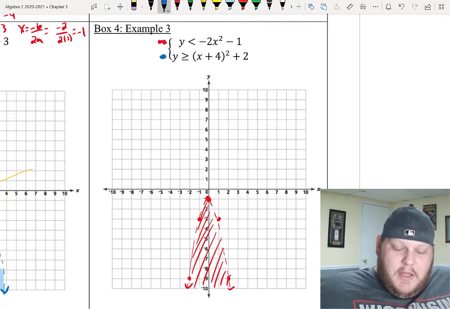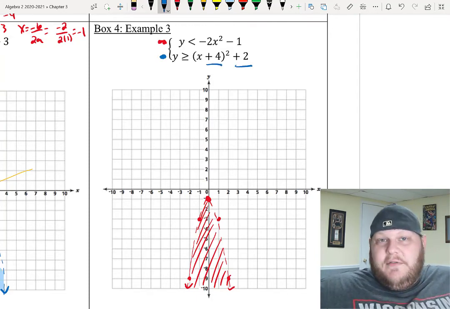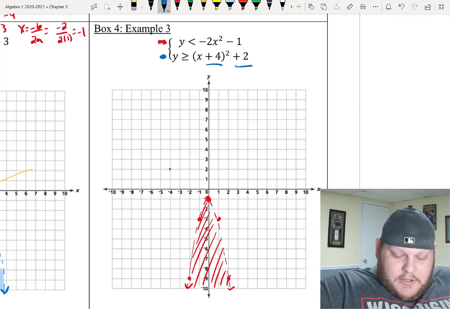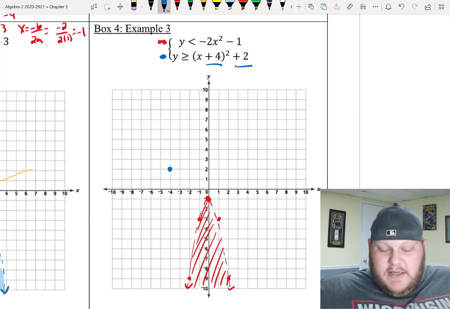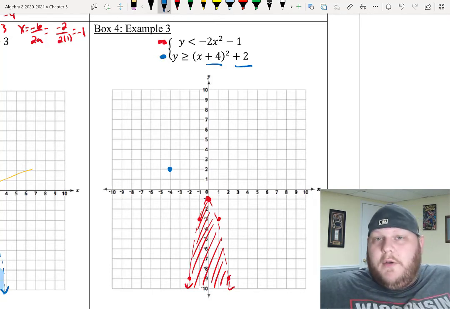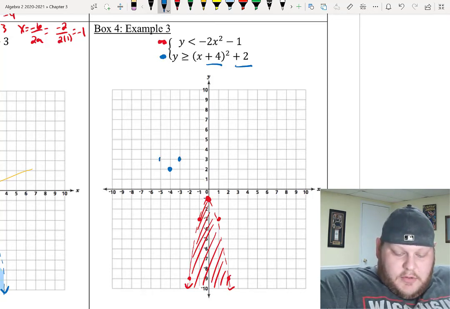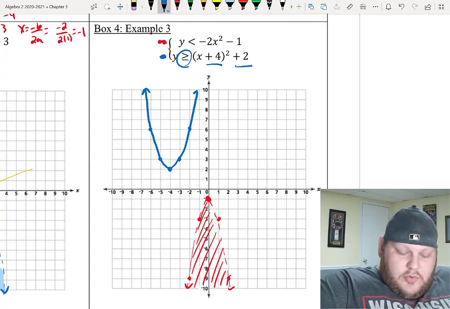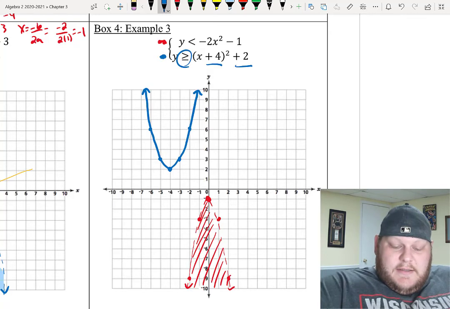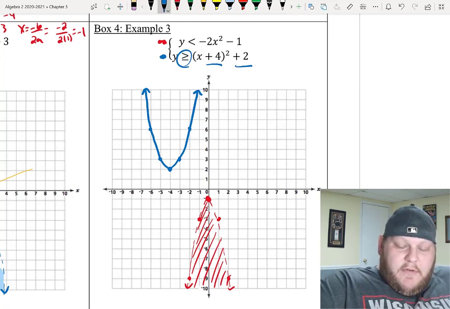Switching over to my blue graph. My blue graph is in vertex form, so h comma k is -4 comma 2, -4 up 2. Or sorry, that's my vertex. I've got a 1 for my a value, so my regular 1, 3, 5 shortcut is not going to fit. It is greater than or equal to, so I'm going to do a solid line. And then since it's greater than, I'm shading above my vertex. So that's going to be all of this stuff.